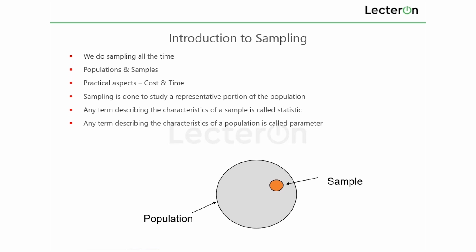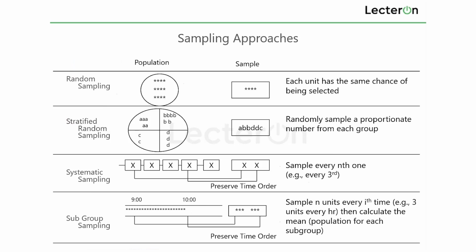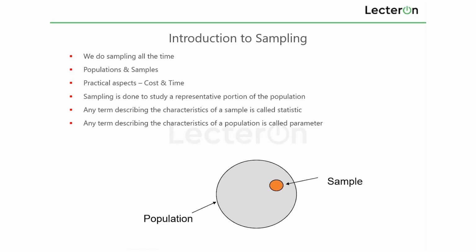So there are a few characteristics of population. The population size is denoted by capital N, and the sample size is denoted by small n. And the population mean or the sample mean is denoted by X bar or Y bar. I've shown you that X bar or Y bar. We'll see that in the subsequent slides.